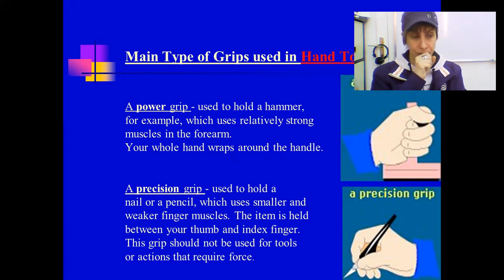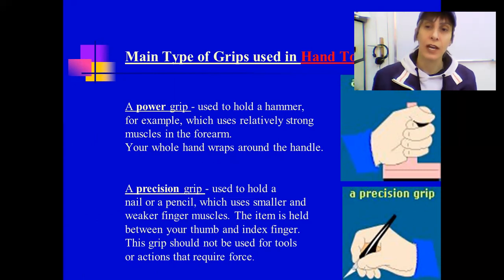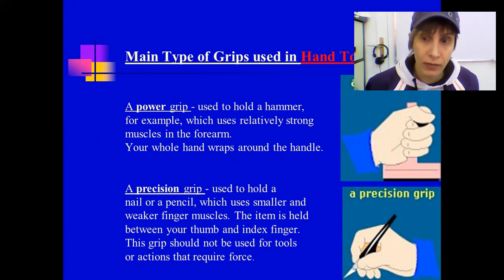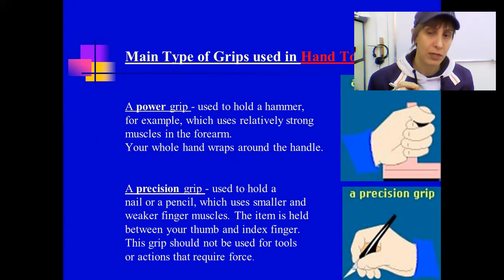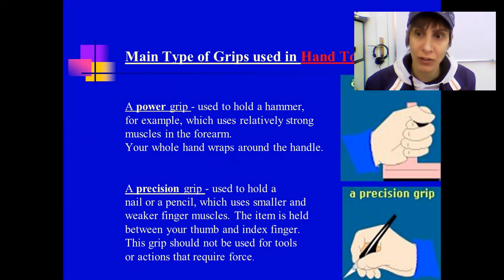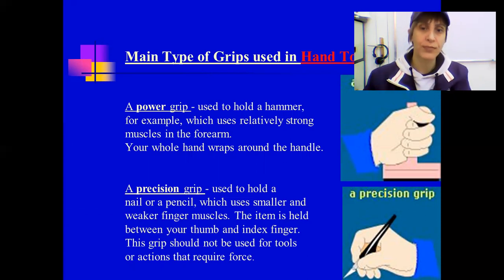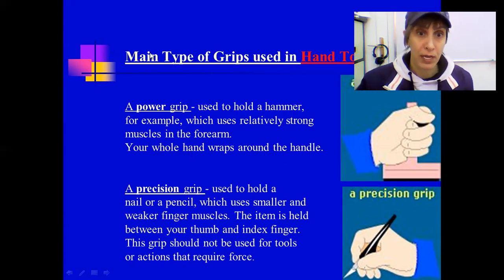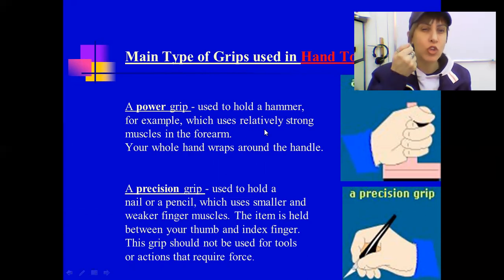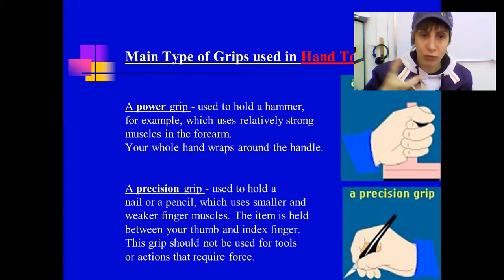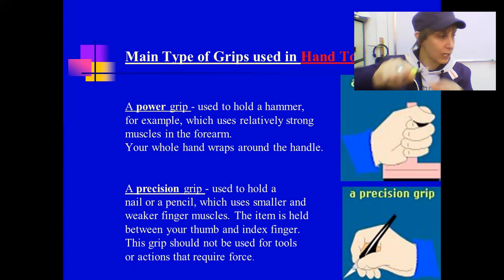So there are two main types. And it is important for you to recognize the type in the object that you're designing, so that you can design the shape correctly. Everything relates to the shape, okay? Now, a power grip is used when, for example, holding a hammer, which uses strong force. So your whole hand wraps around it, okay?